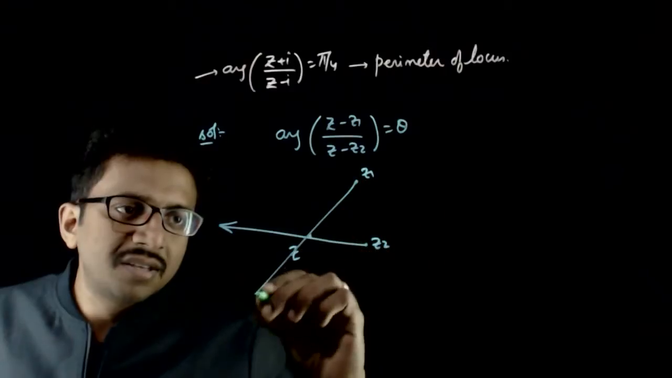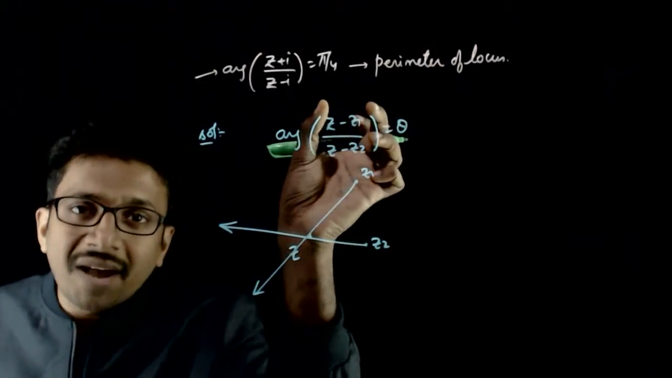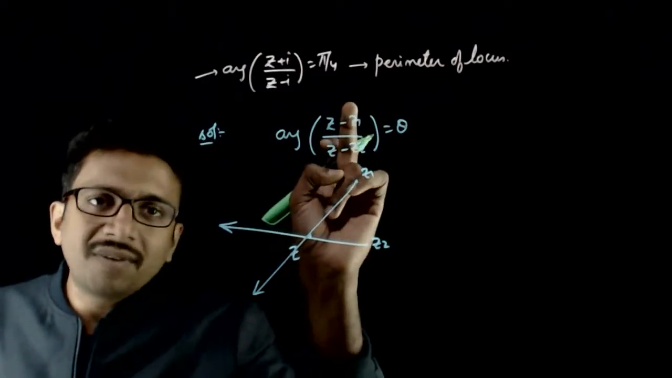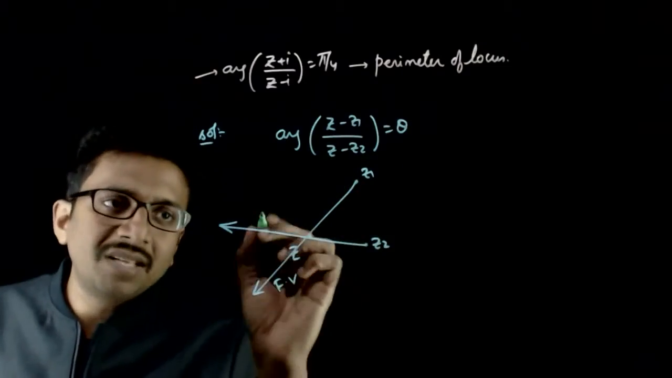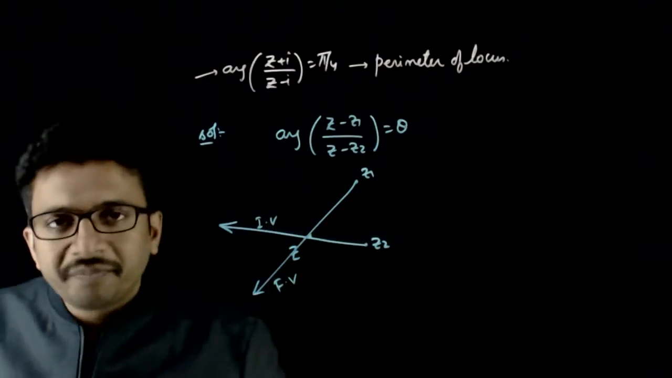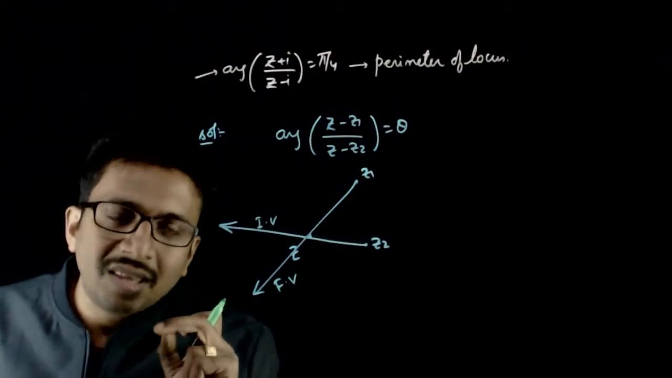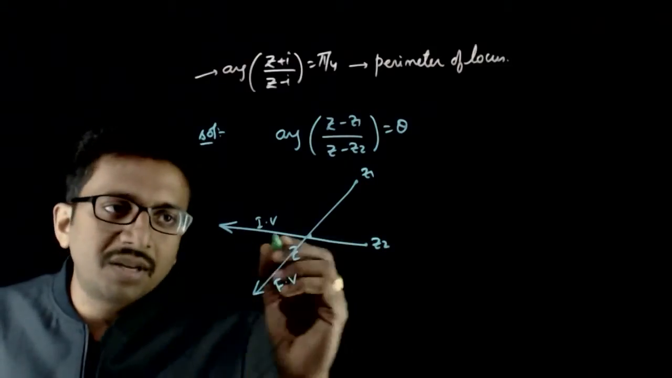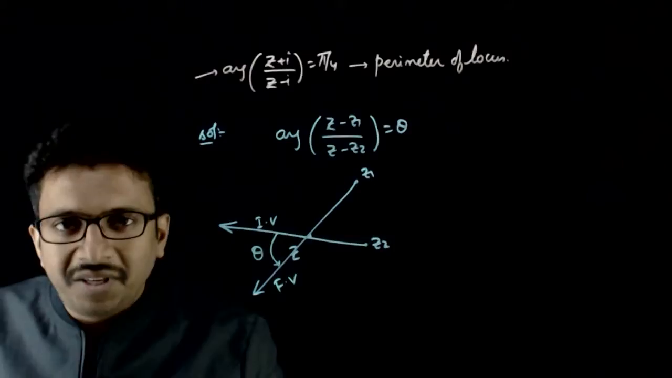That is this vector. So the numerator represents the final vector. The denominator represents the initial vector. What is the final vector? z minus z1 is the final vector. z minus z2 is the initial vector. Now the argument of this complex number is nothing but the angle which we get by going from the initial vector to the final vector. That is, this angle has to be equal to theta.